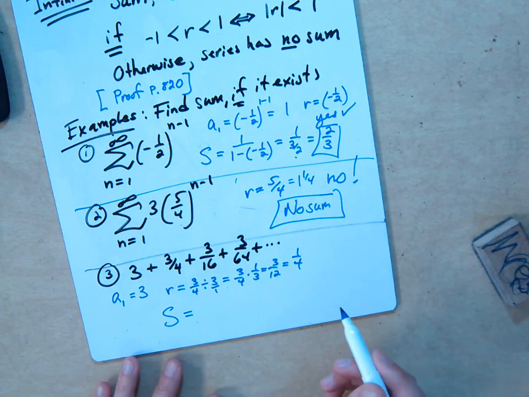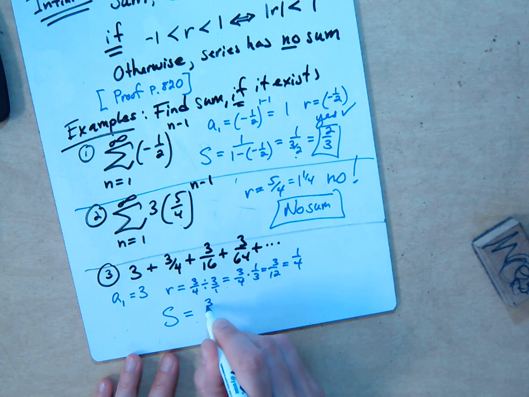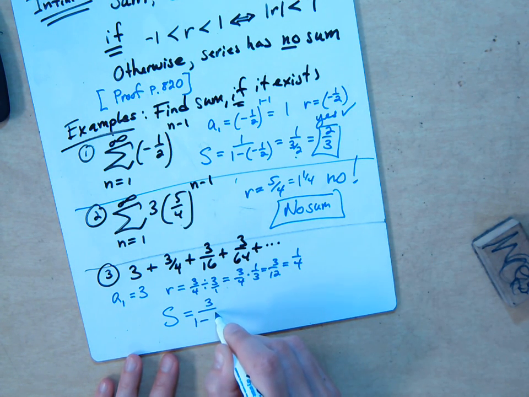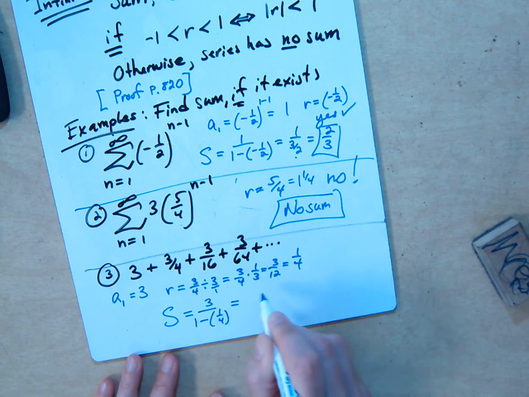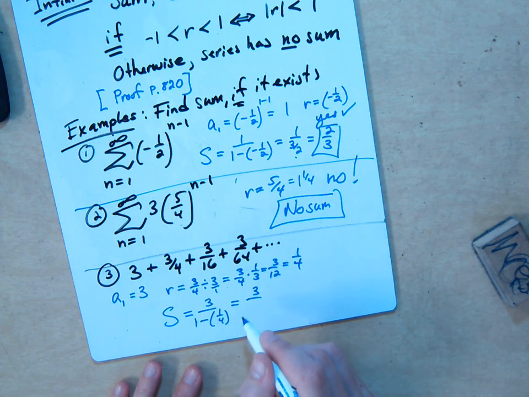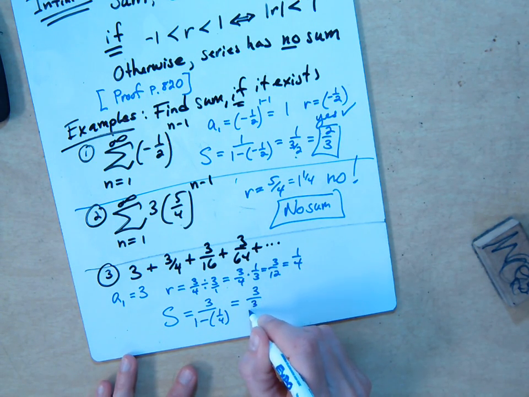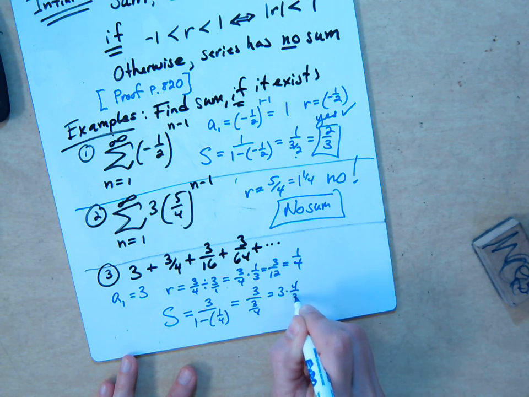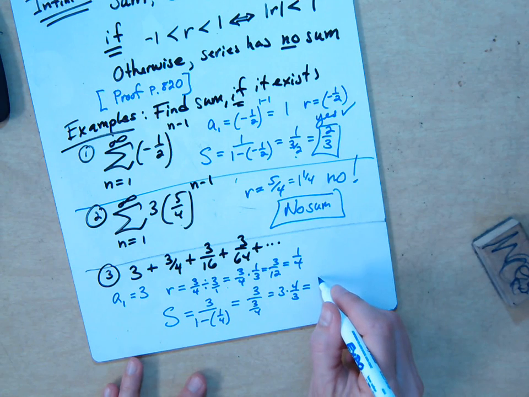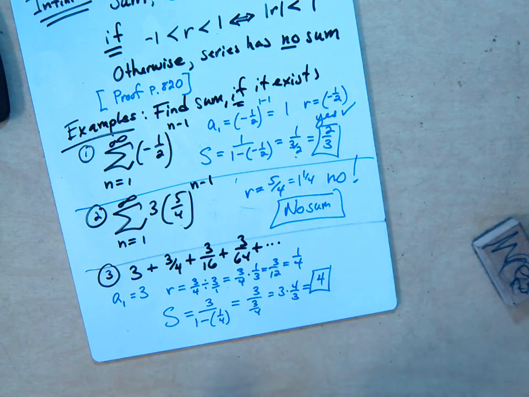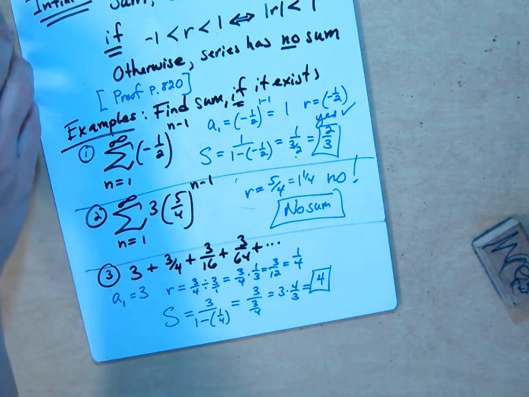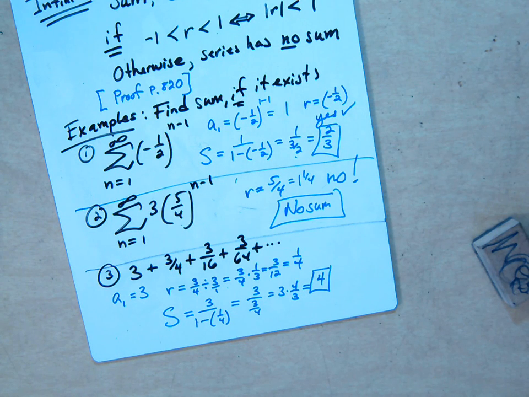So now you plug it in. S, the sum of all these terms, is a sub 1, which is 3, over 1 minus the ratio, 1/4. So what's 1 minus a fourth? 4/4 minus 1/4 is 3/4. So you're multiplying by the reciprocal, and that gives you 4, because the 3's cancel. And that's what all that would add up to if you went on and on and on forever. 3 plus 3/4 plus 3/16, etc. You would get 4. And you could even try it out on your calculator. You could start adding up those numbers, and you would get closer and closer to 4.